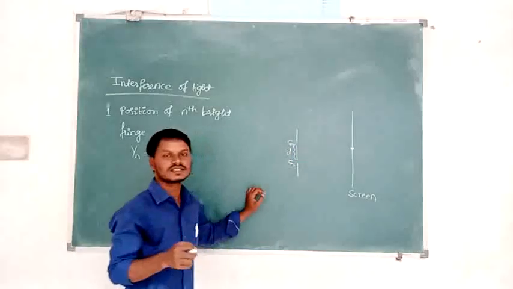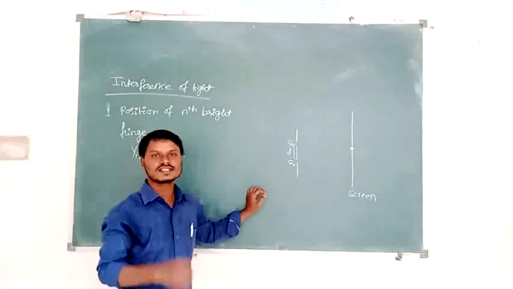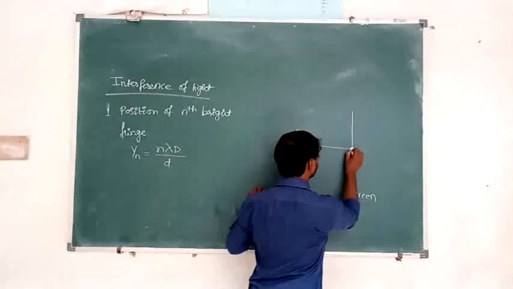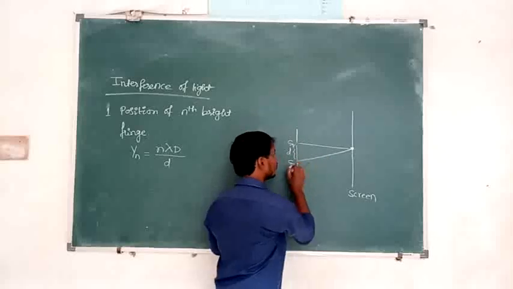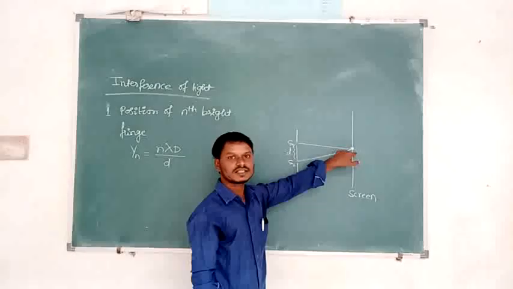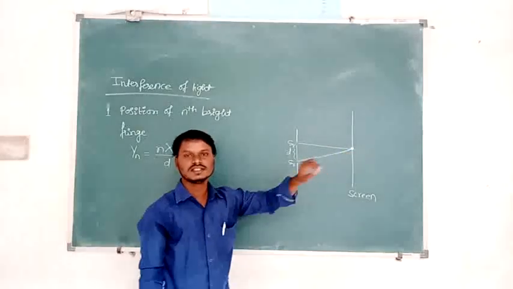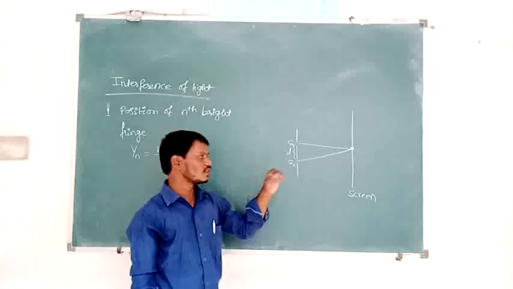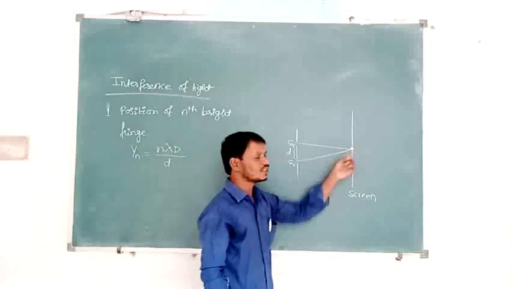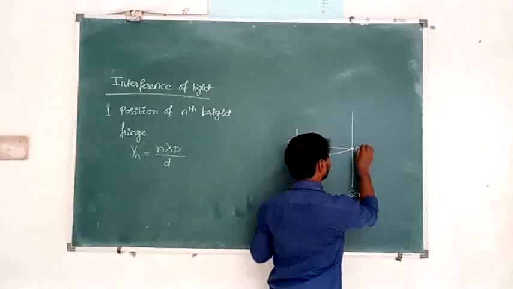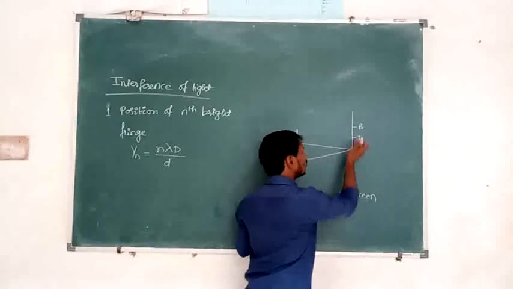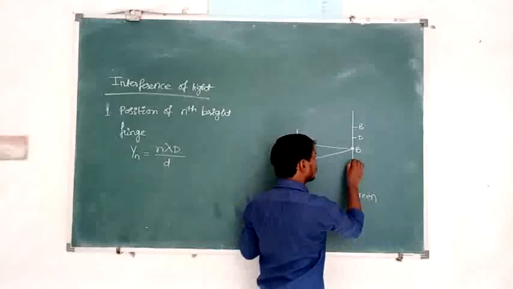Always at the middle of the screen, a bright fringe will be formed, and it is called the central maximum, because the waves meet in phase. Here the phase difference is 0 and the path difference is also 0. Crest falls on crest and trough falls on trough, so the intensity of the resultant wave increases and a bright fringe is formed. After that comes dark, then bright, and the same thing happens on the upside and downside.